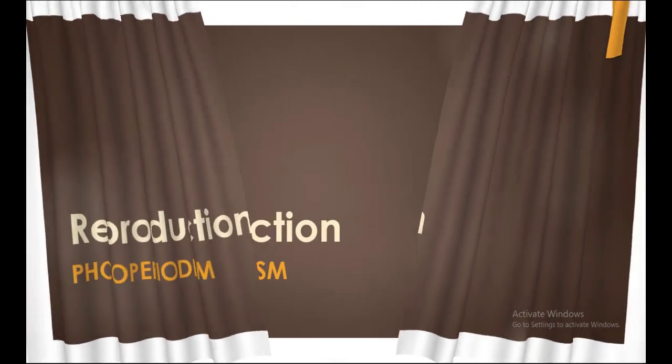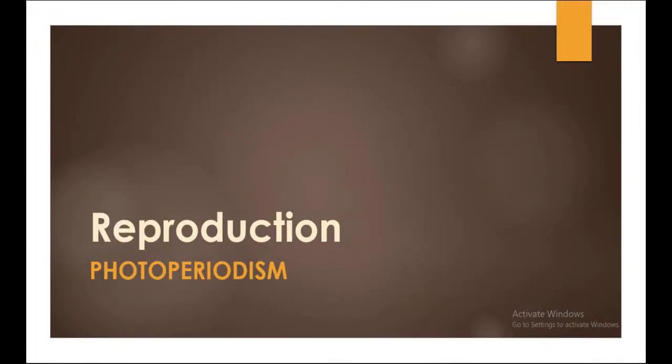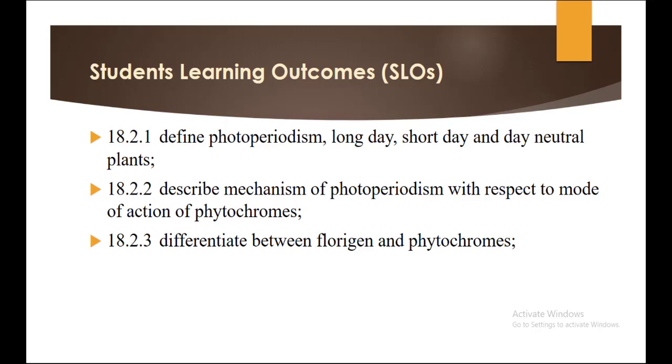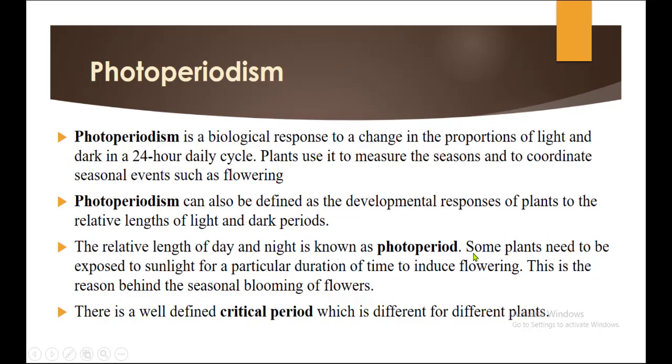Dear students, in this lesson we will be discussing the mechanism of photoperiodism, that is one of the laws of reproduction. So here are the laws. Define photoperiodism: long day, short day, and day neutral plants. Describe mechanism of photoperiodism with respect to mode of action of phytochromes, and then differentiate between florigen and phytochromes. Here we go.